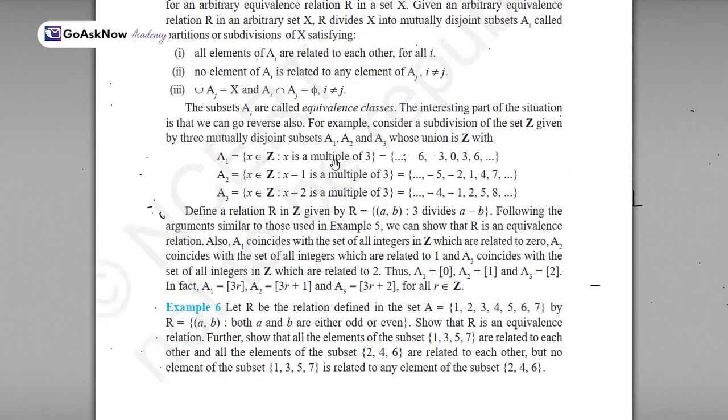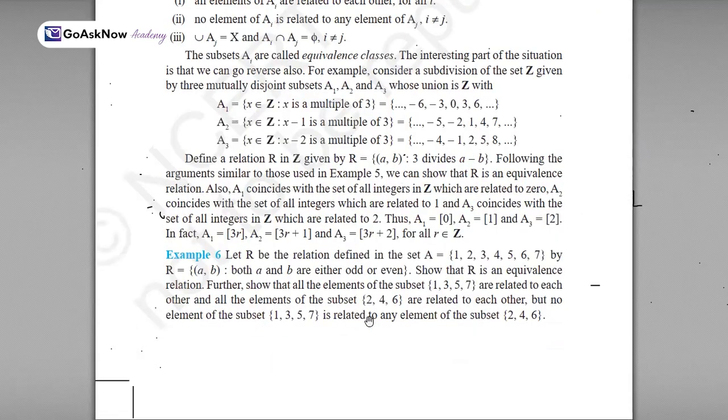We will see another example, that is example 6, and try to solve it as early as possible and see what conditions are given in this question. Okay, so let's start. It is given in the question that let R be the relation defined on the set A containing the elements 1, 2, 3, 4, 5, 6, 7 by R, a relation where a comma b, both a and b are either odd or even. Show that R is an equivalence relation. Further, show that all the elements of the subset 1, 3, 5, 7 are related to each other, and all the elements of the subset 2, 4, 6 are related to each other, but no element of the subset 1, 3, 5, 7 is related to any element of the subset 2, 4, 6. So let us try to solve this question.